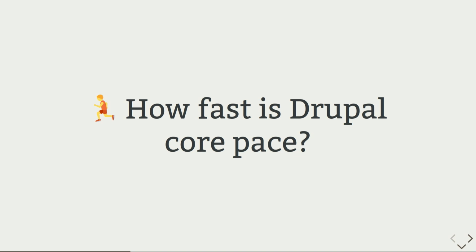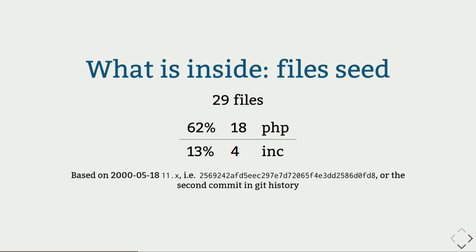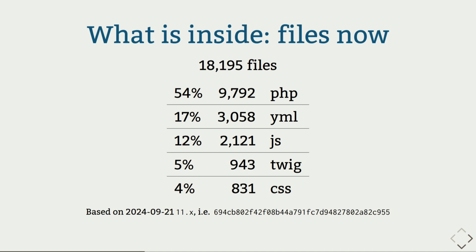Now let's talk a bit about how fast Drupal is really being developed. First, I want to take a look at what Drupal was when it started. It was only 29 files, and mostly PHP. But if we jump to now, we have 18,000 files. 54% are PHP. There are many other formats there, but it's a really big code base. So in one go, it's really hard to try to read all of Drupal. There is software that still is in that category, but Drupal is definitely, I think, not.